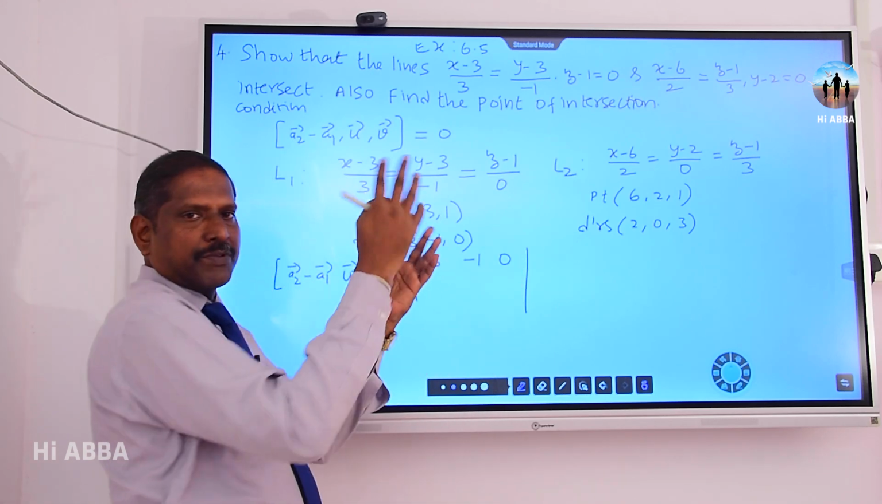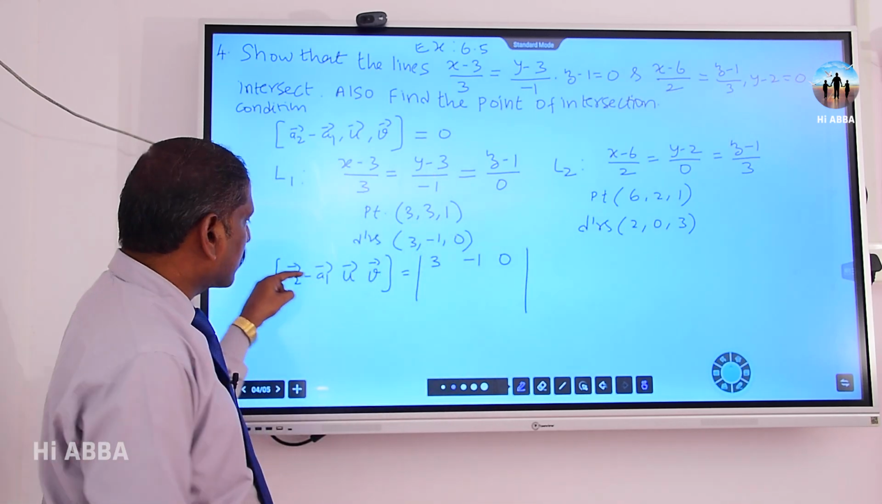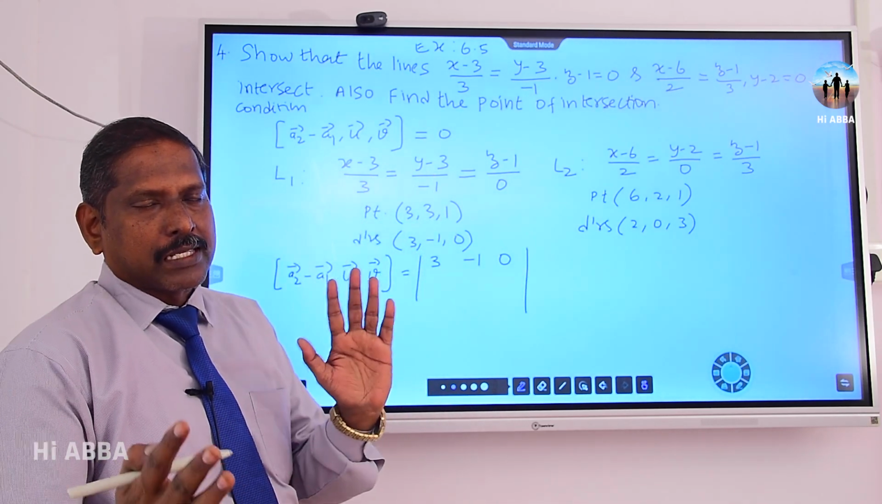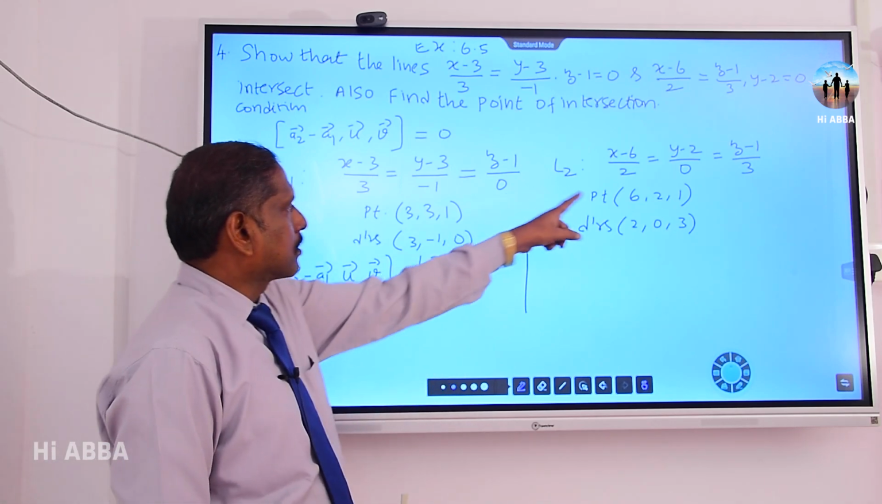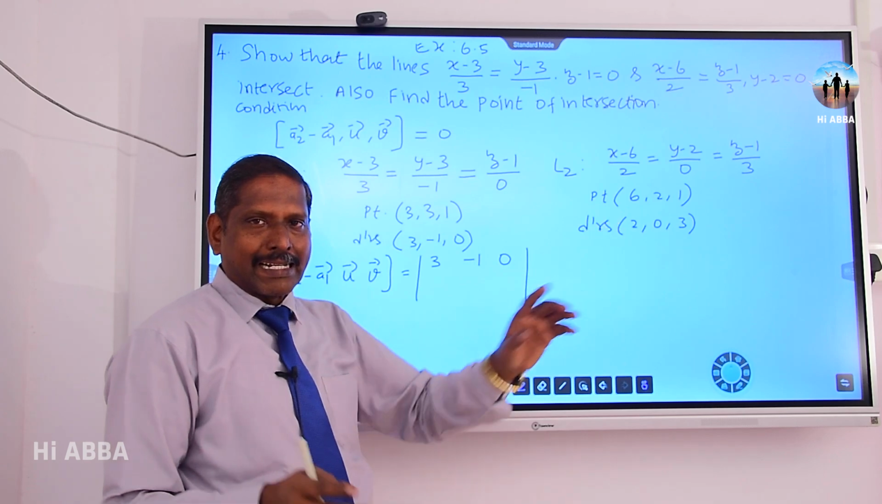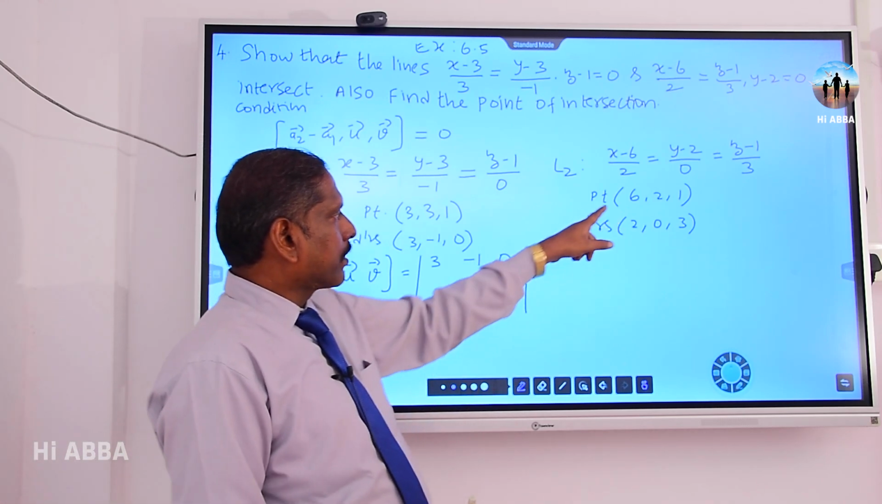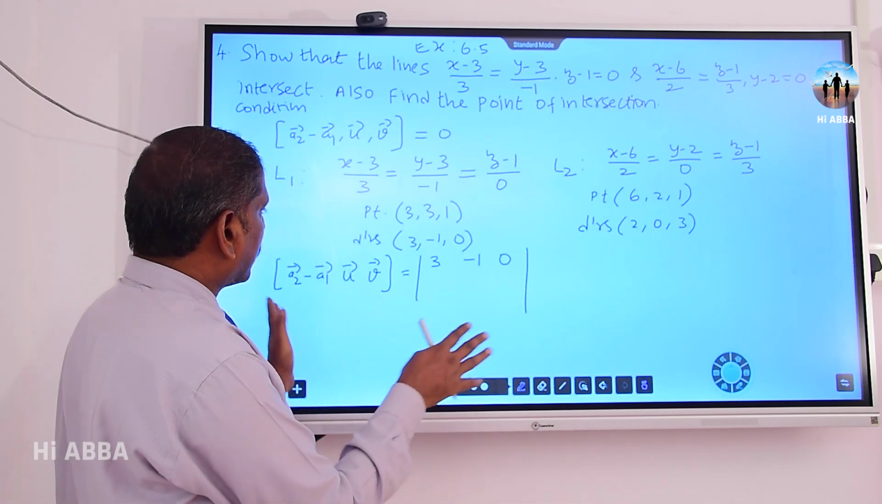So the difference between 2 points will give you a2 vector minus a1 vector. So you have to see the difference between 2 position vectors. Okay, right. So this is actually point. I did not write in vector form, I wrote in point form. You just see the difference and fill it up.